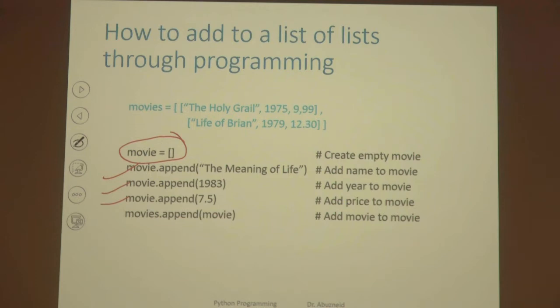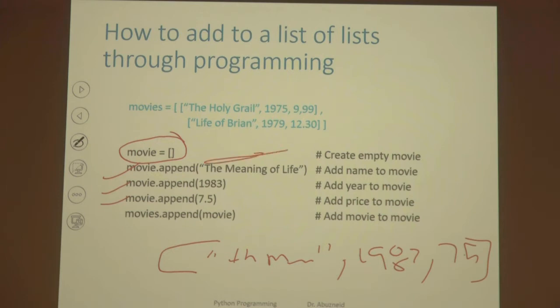What is in the list? If I print movie, what does it have? It has the name, whatever, right? It has 1983 and has 7.5 in here. I have created this. Where is it saved? In movie. Now I append the movie to where? To the movies. Okay? And it will be here. Okay, that's what we did.